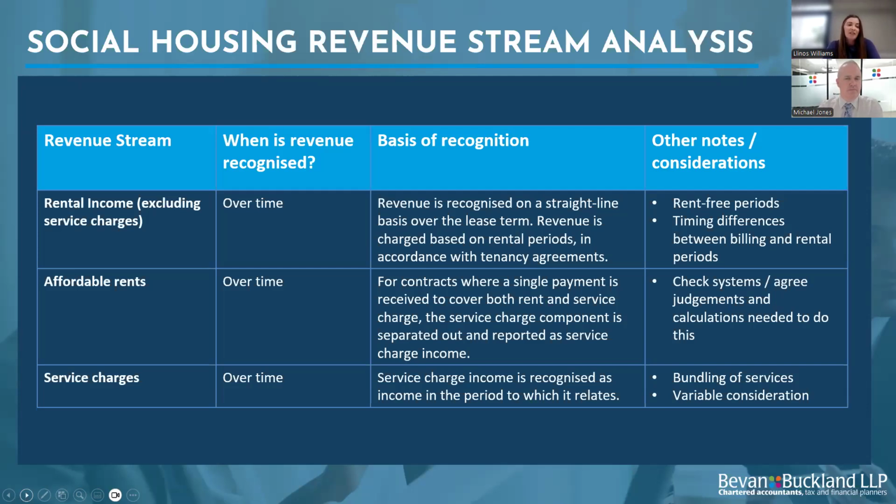Service charge income is recognised over time, but with different bases. Income is matched to the period in which the services are provided. This is an area of significant judgment because of the bundling of services and the presence of variable consideration, for example, actual service cost differences that emerge after the year end. The SORP expects entities to demonstrate clear logic and consistency in how they are recognised.